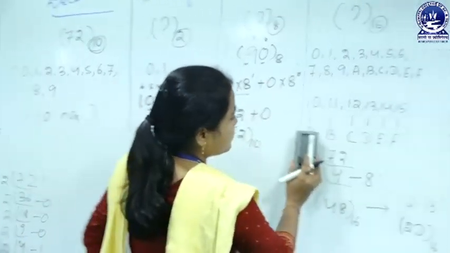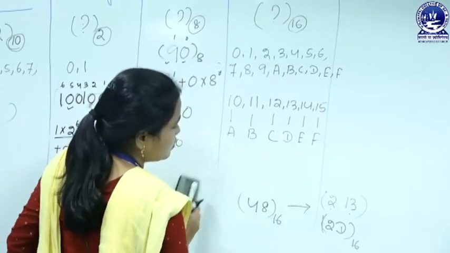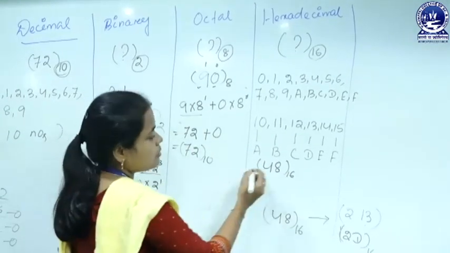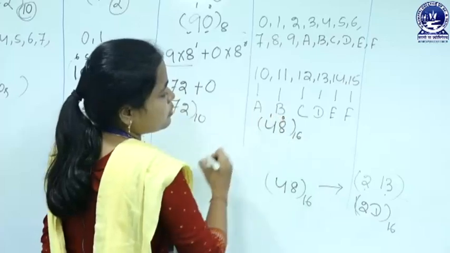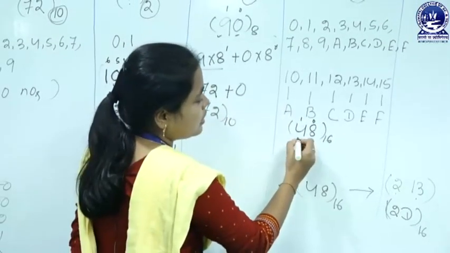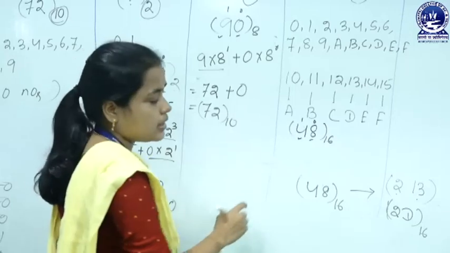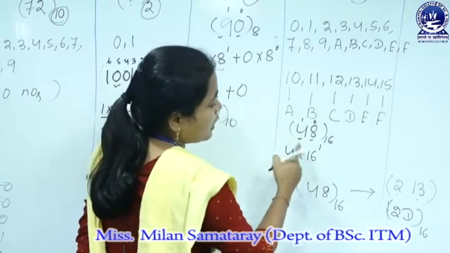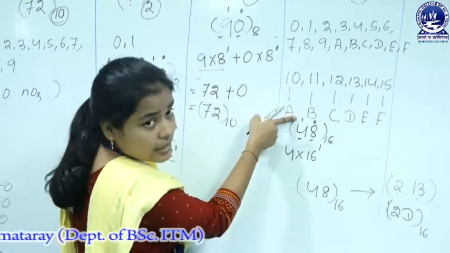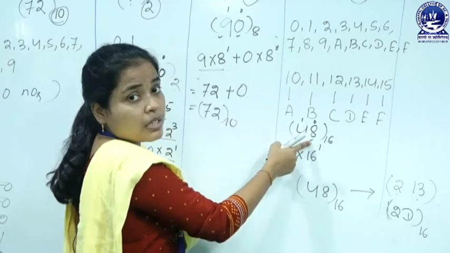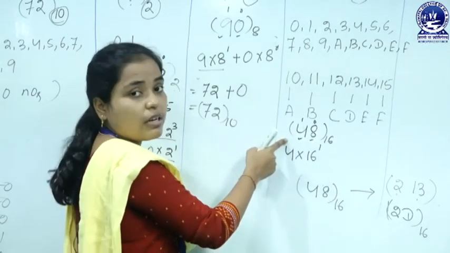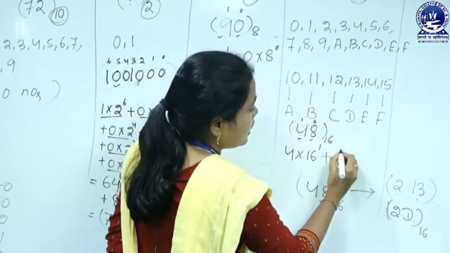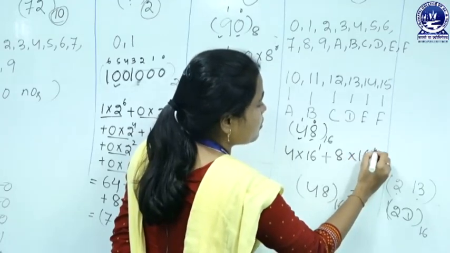And for this, let us see 48 with radix 16. In a similar way, the digit values are the 0th and first, and we multiply them by powers of 16. So 4 multiplied by 16 to the power 1, as 4 is the first bit, and the other is the 0th bit. We have to number the bits from right to left, not from left to right. Then plus 8 into 16 to the power 0.